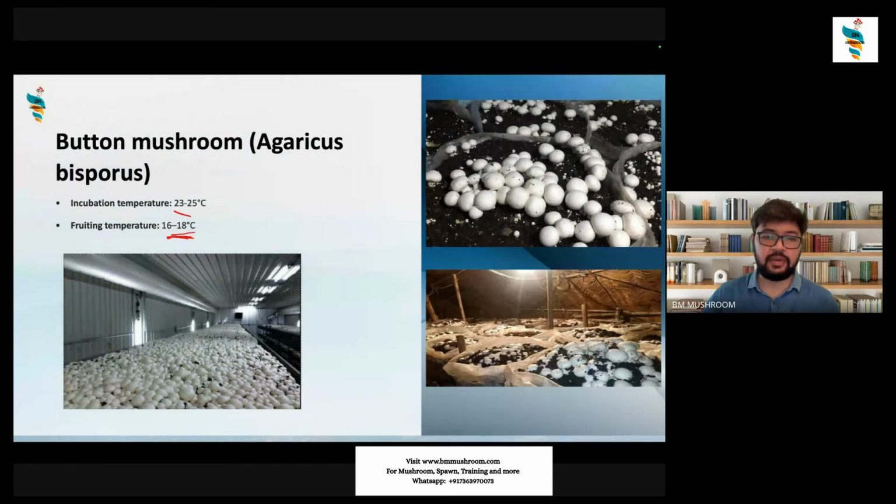You can directly buy compost or make your own compost as well. Button mushroom is a secondary decomposer. It grows on compost which is a little bit rotten. A special compost is prepared. And the other varieties which we were talking about are primary decomposers. Generally, we can use wood, sawdust, or straw directly, and they will grow on them. But why is button a secondary decomposer? It grows only on rotten, special compost.